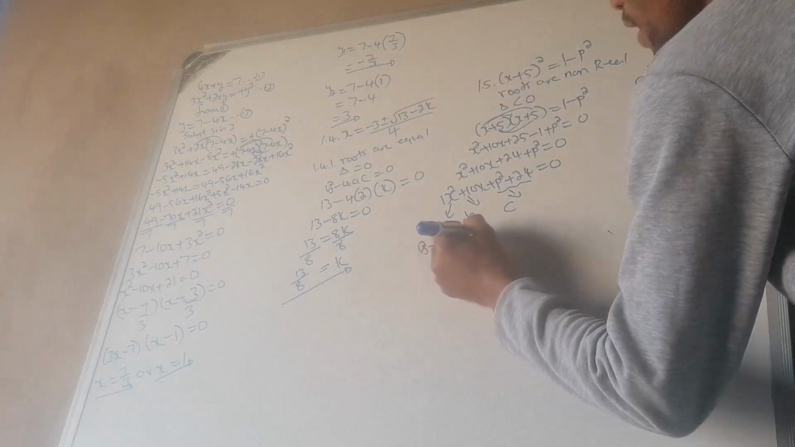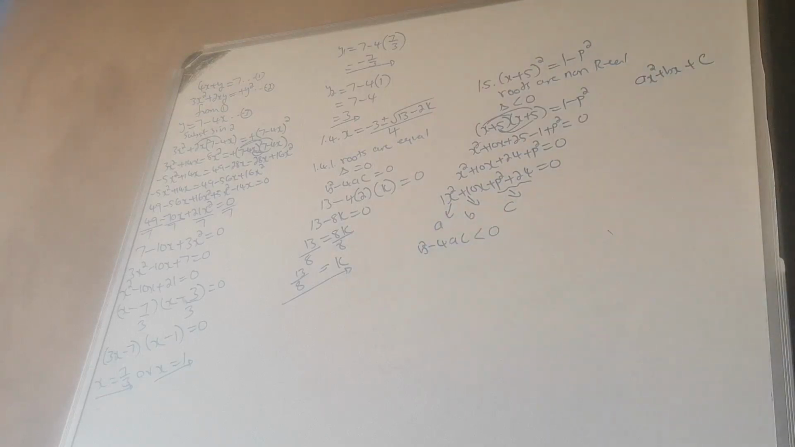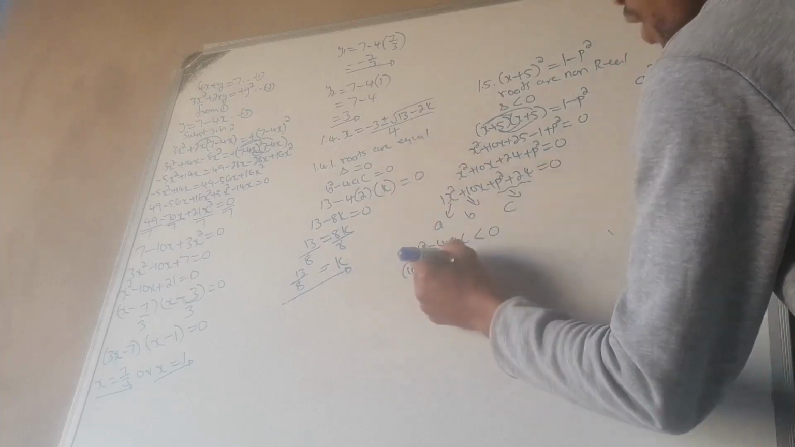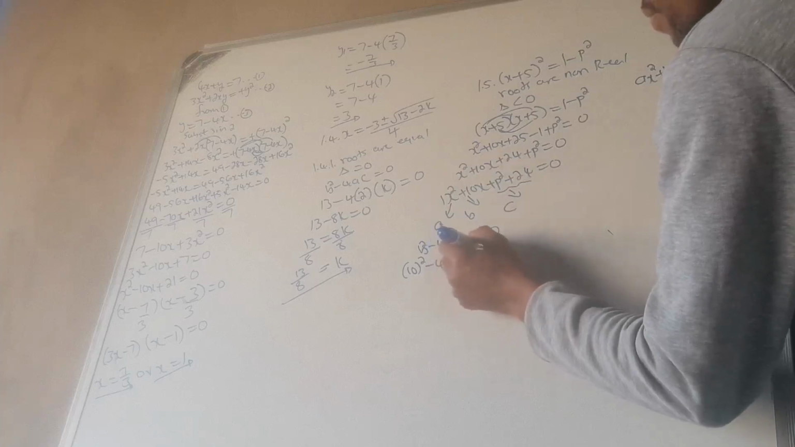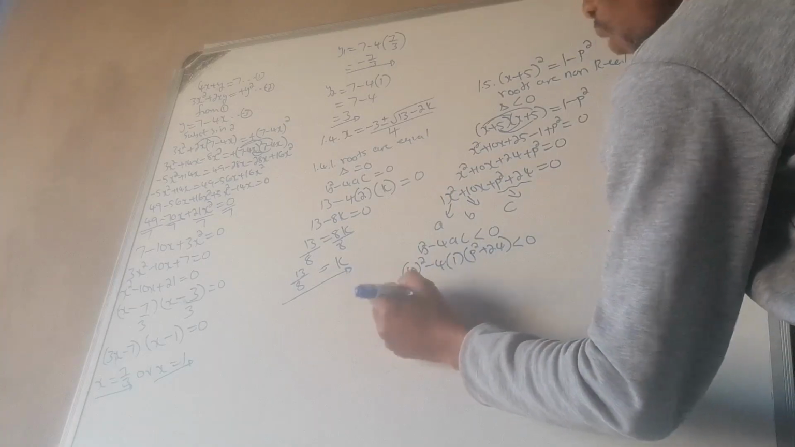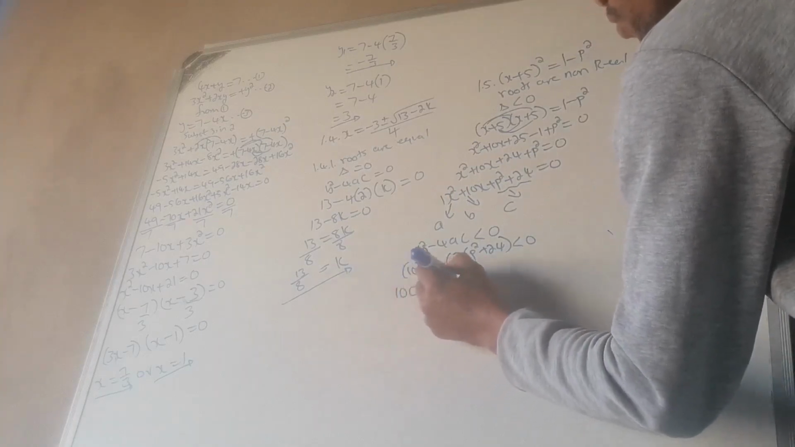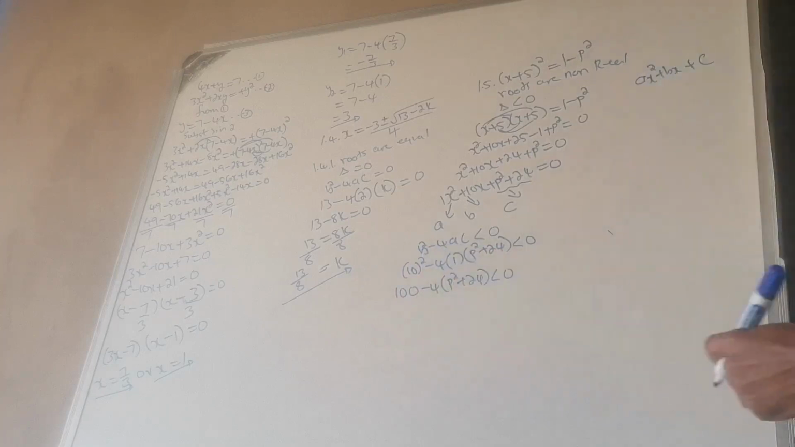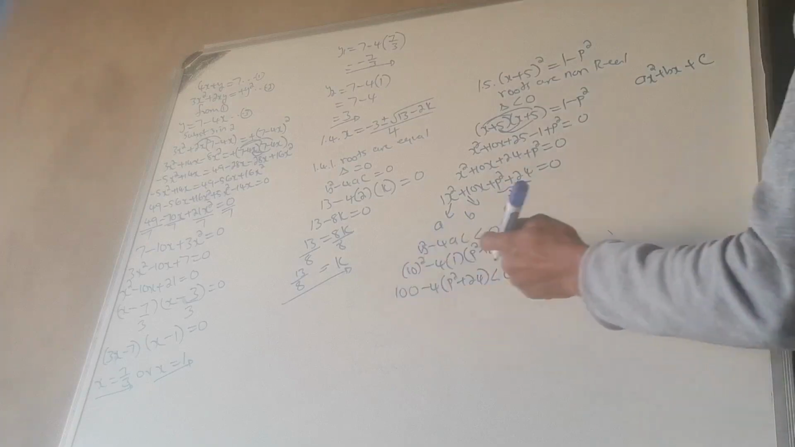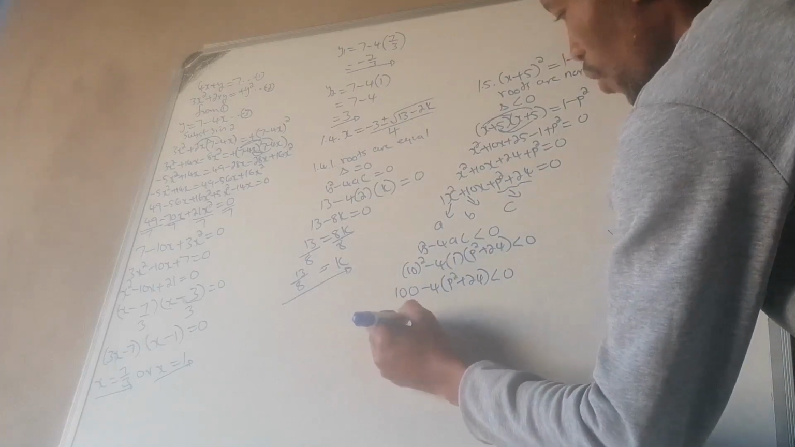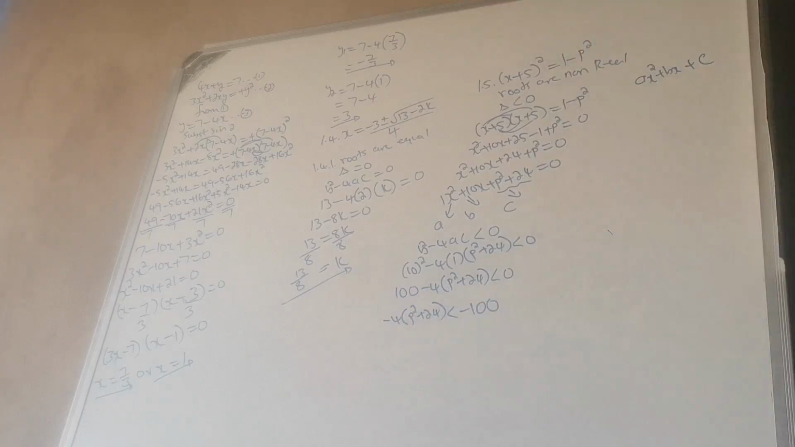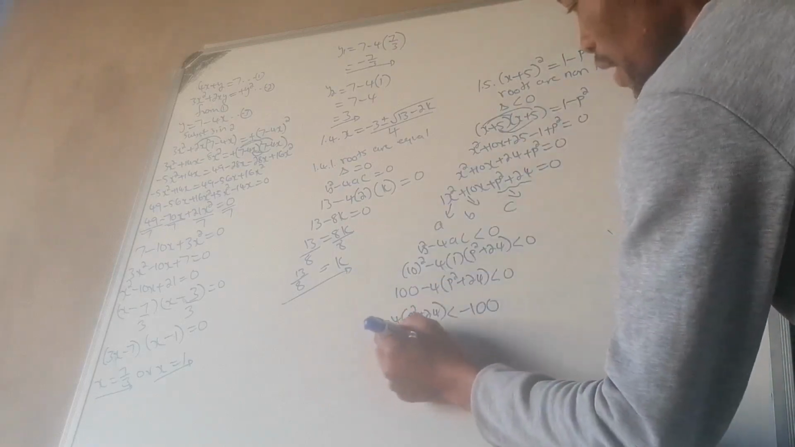b squared minus 4ac must be less than 0 because the roots are non-real. What is your b? 10 squared. What is your a? 1. And what is your c? p squared plus 24. This must be less than 0. This is 100 minus 4 into p squared plus 24 less than 0. And then from here, I don't want to multiply. I'm going to take this to this side. Negative 4 into p squared plus 24 less than negative 100. I can divide by negative 4.